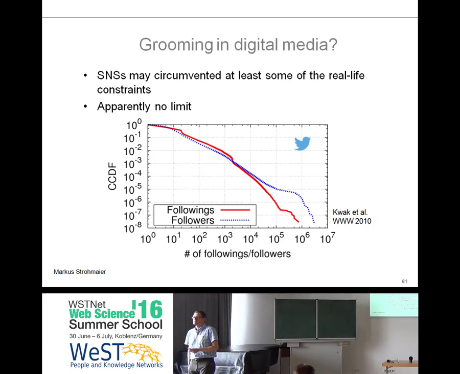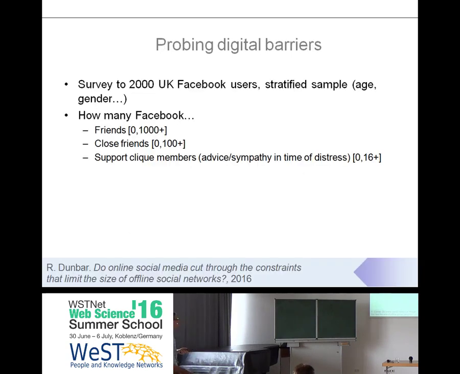It seems like there is no limit to the number of people that people follow. And that seems kind of odd. It seems to suggest that maybe in the digital world we have a higher ability to deal with larger groups. It could also mean that maybe our interactions are less meaningful, or maybe it doesn't mean anything that you have 1,000 Facebook friends, for example.